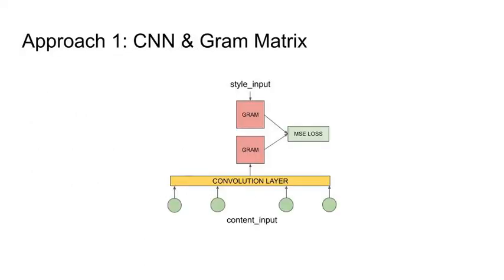In our baseline approach, we implement a CNN that learns how to manipulate an input to make it into the desired style. The loss is computed by computing the mean squared loss between the Gram matrix output of the CNN output and the Gram matrix of the style input.